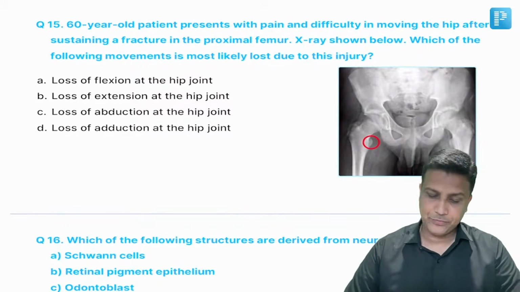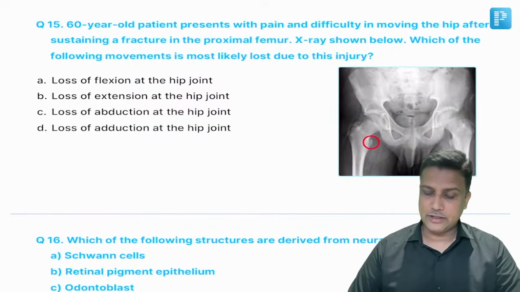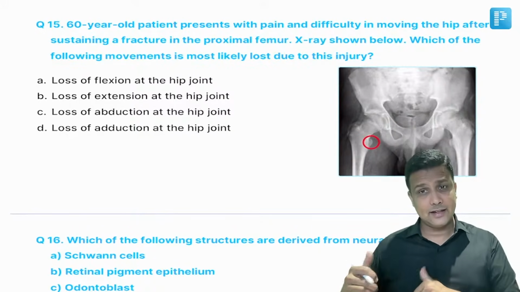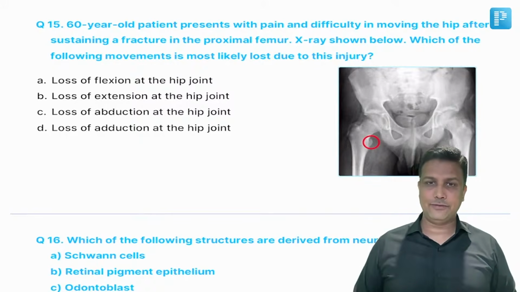A 60-year-old patient presents with pain and difficulty in moving the hip after sustaining a fracture in the proximal femur. X-ray shown below, which of the following movements is most likely lost due to the injury? First of all, if you look at this X-ray, the point which is marked here, yes, that is nothing but the lesser trochanter of the femur.